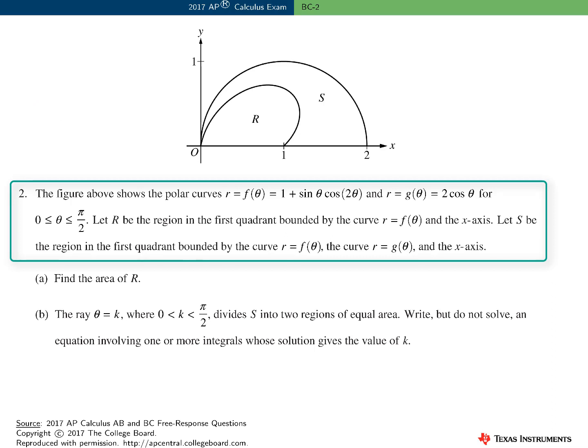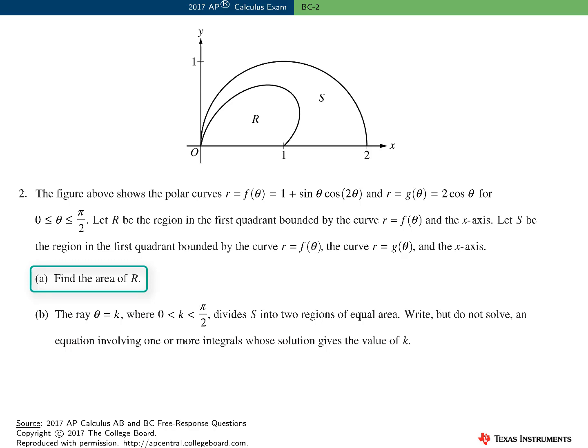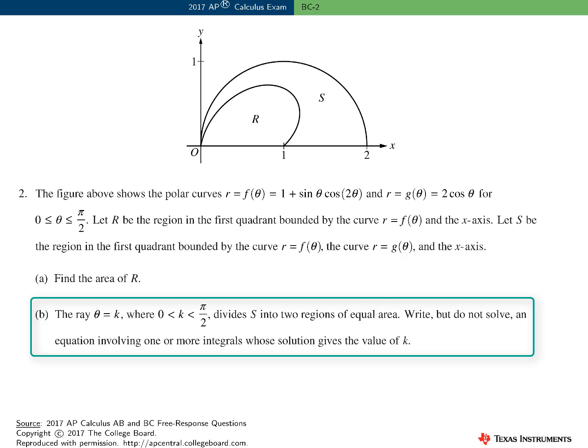In this problem, we're given the equations for two polar curves and their graphs. The regions R and S in the first quadrant are defined using these polar curves as boundaries. In part A, we need to find the area of the region R. In part B, there is a ray theta equal k that divides the region S into two subregions of equal area. And students were asked to write an equation involving one or more integrals whose solution gives this value of k.